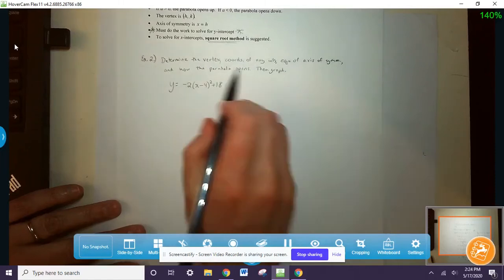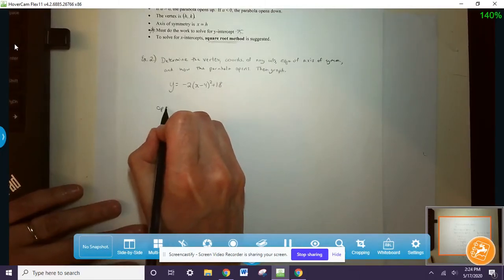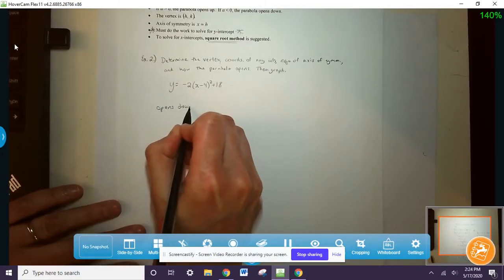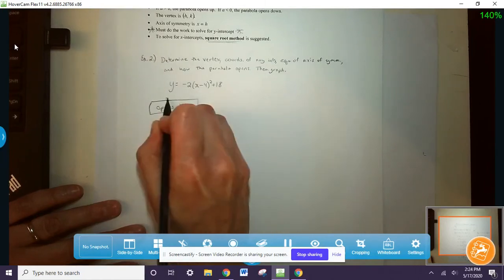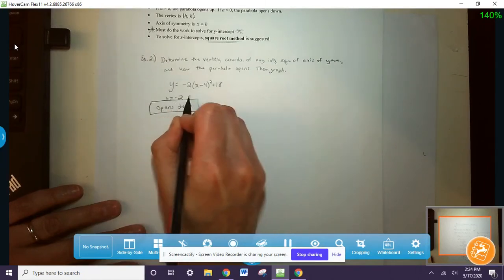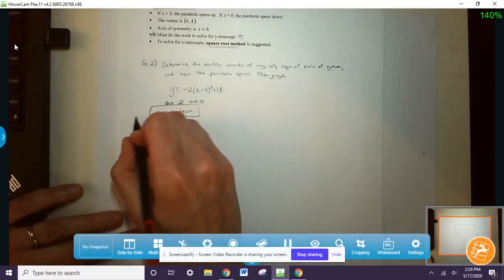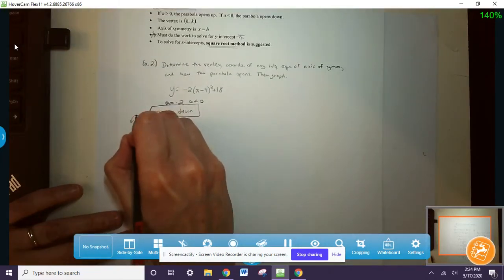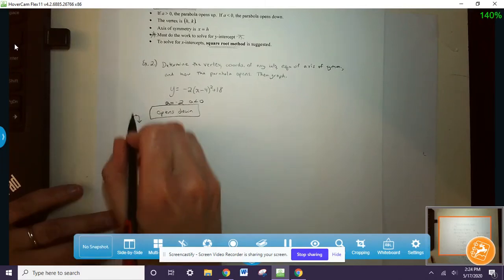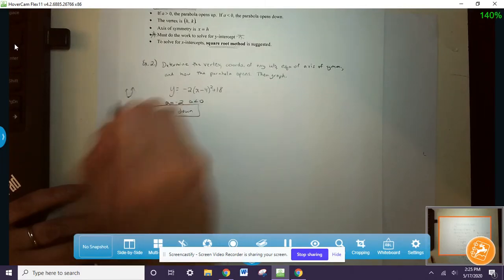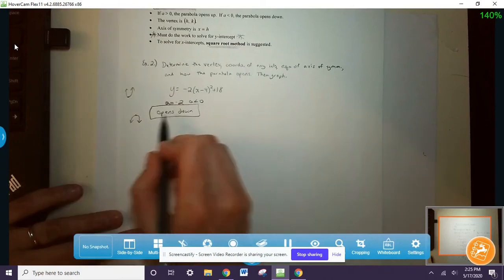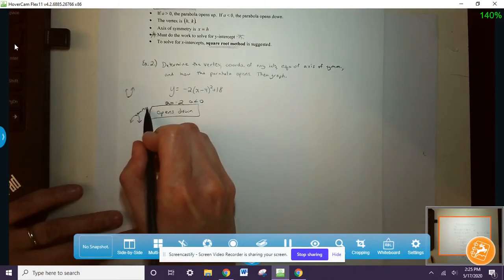I'm going to do how the parabola opens first. This parabola opens down. The a value here is -2. And since a is negative, the parabola opens down. So that means no matter what this looks like, the vertex is going to be a maximum. When you have a parabola that opens up, your vertex is a min. But since this one opens down, your vertex is going to be a maximum. It's going to be a high point on the graph.